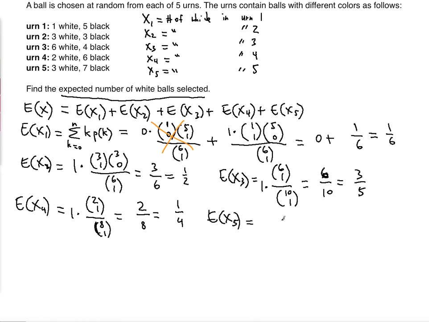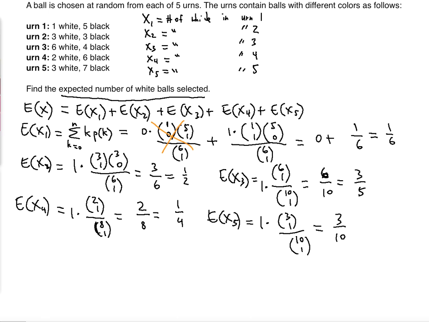And the last one, the expected number of white balls chosen out of urn 5. So again, we don't have to even write 1 times, but I will write it for the sake of the formula, because the k value has to be present. 1 times, and now the probability. Choosing 1 out of the 3, 3 choose 1. We don't have to write the black, because it's going to be equal to 1. What's the total number? 7 plus 3 is 10 balls, so choosing 1 out of the 10. So that's going to be 3/10.